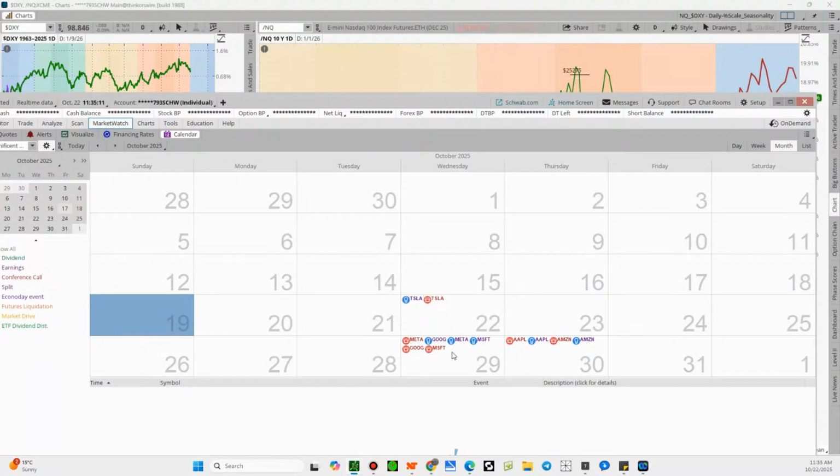On the 29th, we have Meta, Google, and Microsoft making their announcements. And then on Thursday the 30th, you have Apple and Amazon making their quarterly earnings announcements. To me, right around 4 p.m., this will be the announcement that can make the market go buck wild, up and down. So I would be careful with that.